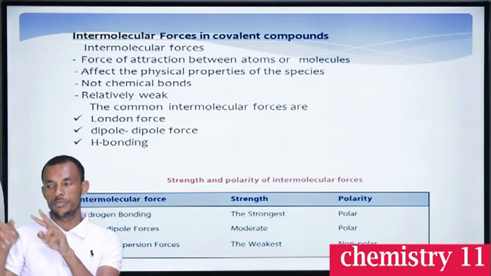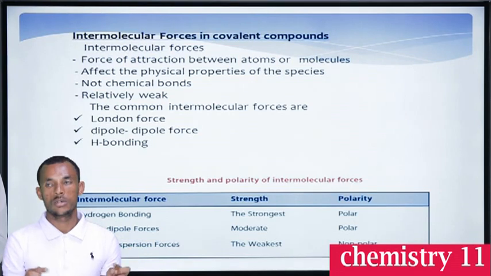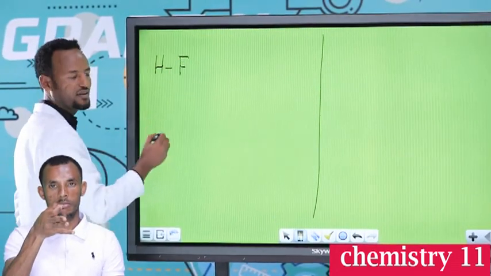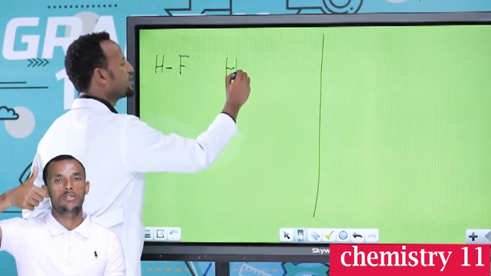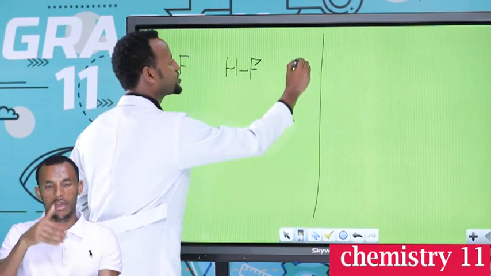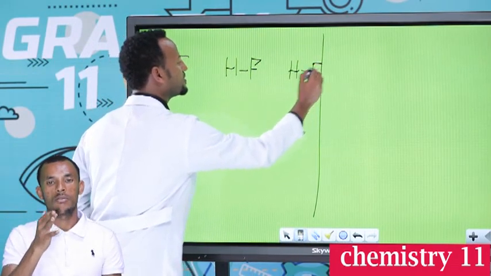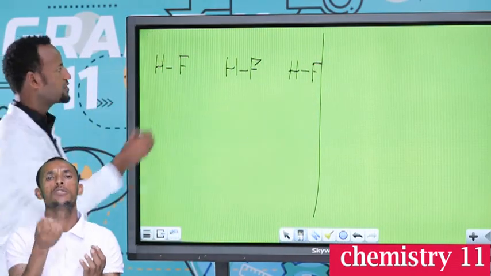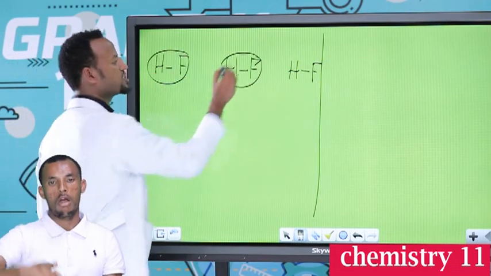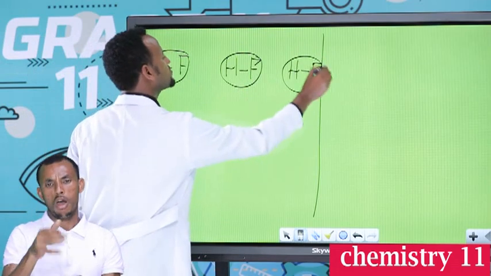Look, one structure for hydrogen bonding. HF, another HF, again another HF. How many HF? 3 HF. Therefore, HF, one molecule. HF, another one molecule. HF, again another molecule, and so on.